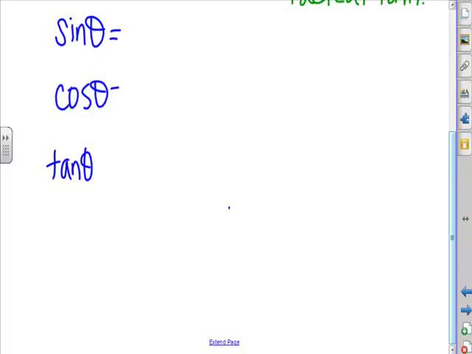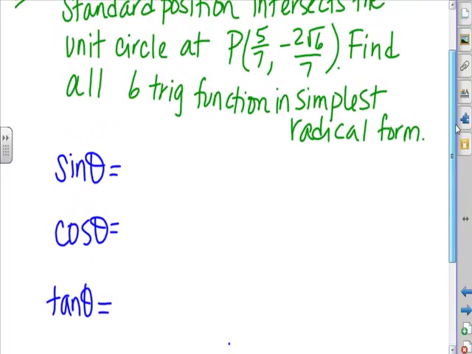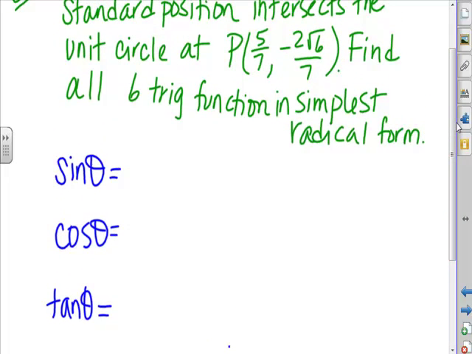Now, these two are easy, as long as I'm straight on which is which. When I look at this point, because I know it's on my unit circle, this is my cosine, because it's in my x position, so I know the cosine is 5/7. And this one right here is my sine, because that's in the y position, so that's negative 2 radical 6 over 7.